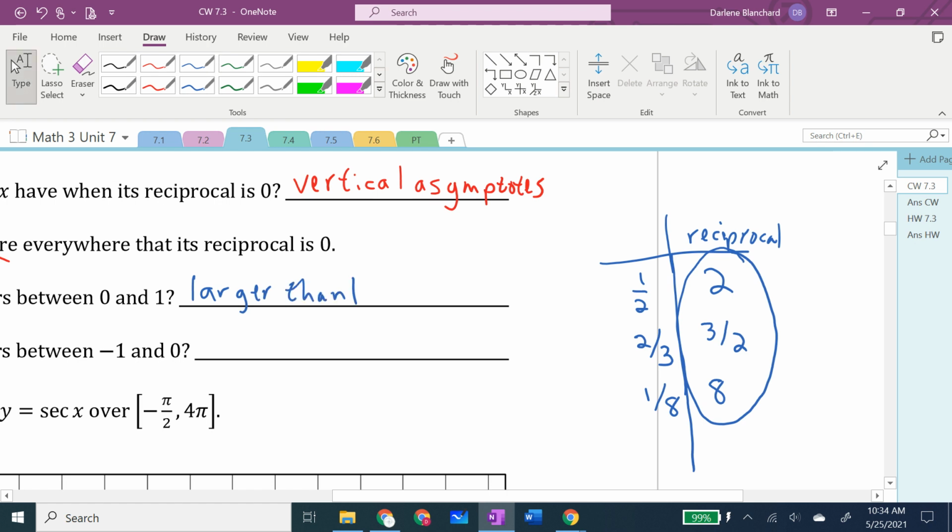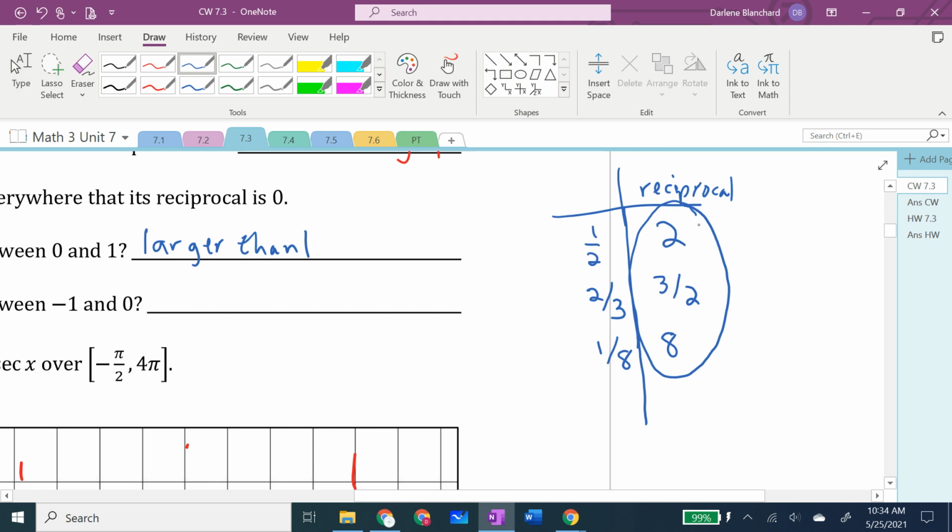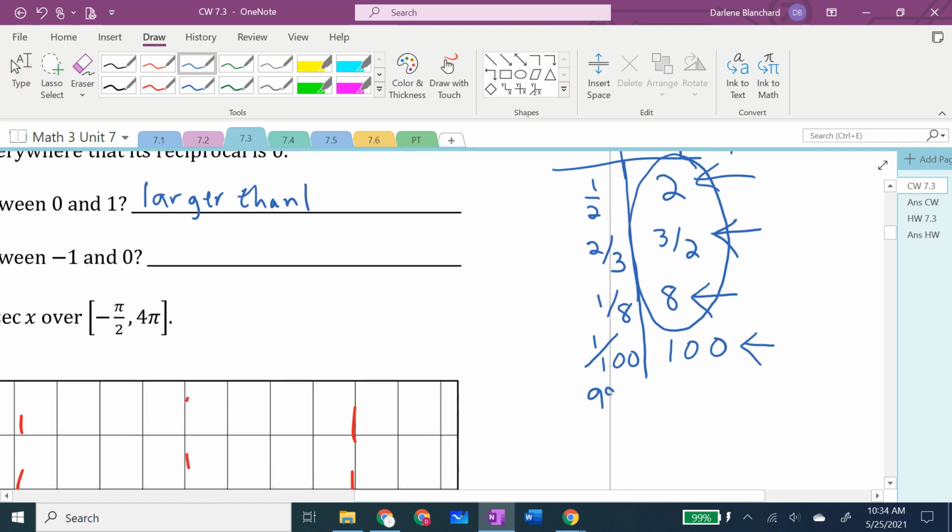And in fact, some aren't going to be all that big, but some of them are going to be large. And if we looked at 1 over 100 for an x-coordinate, that's going to give a reciprocal value of 100. If I look at a number that's just barely less than 1, 99/100ths, its reciprocal is just barely bigger than 1. So I have anything from just barely bigger than 1 all the way to huge toward infinity.